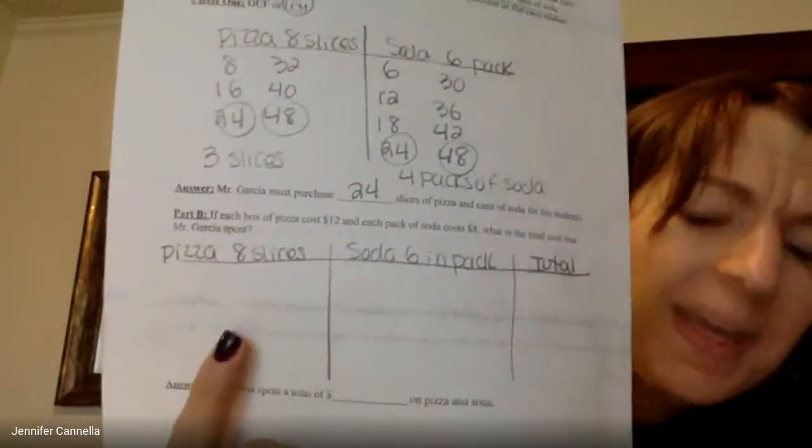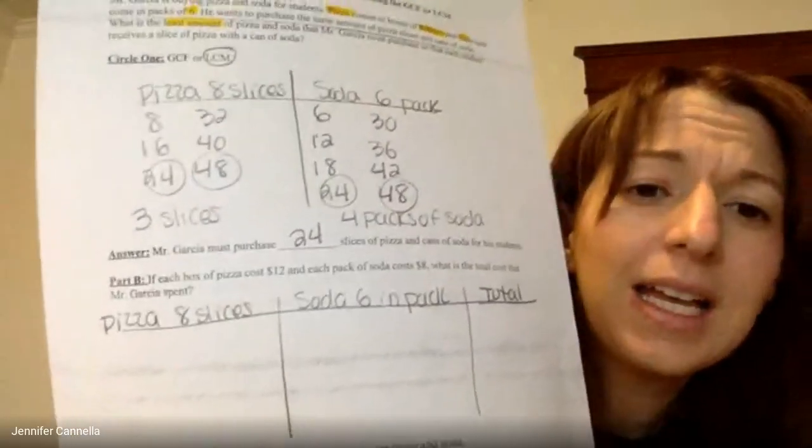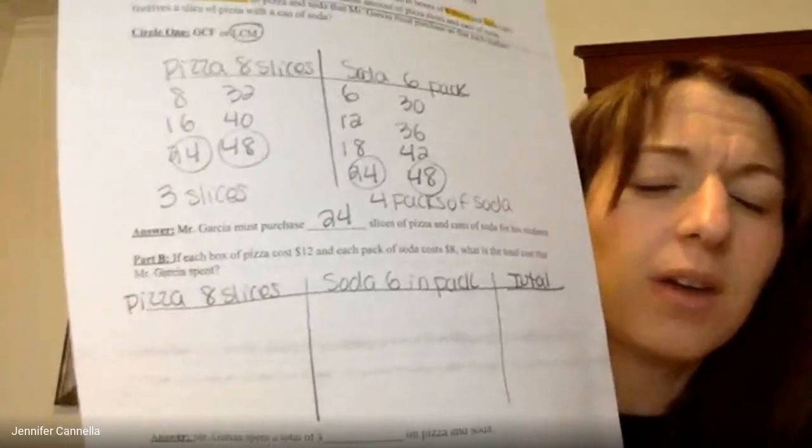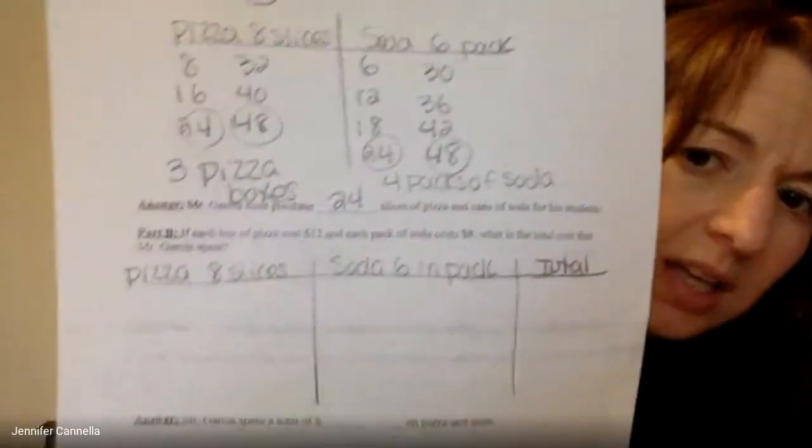Now, pizza comes 8 in a box. Looking at the question, we need to buy 3 boxes of pizza, right? 3 pizza pies? Instead of it saying 3 slices, it should actually say 3 pizza pies, that's the technical term. I'm going to change that. I don't like that slices there. I'm going to say 3 pizza boxes. That sounds better. That's more correct. So it should say 3 pizza boxes, okay?